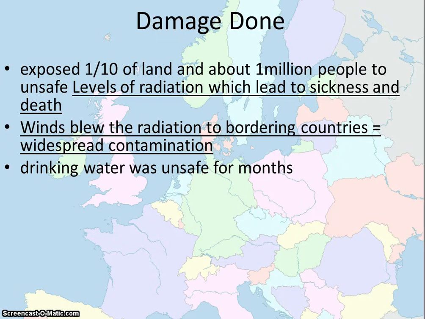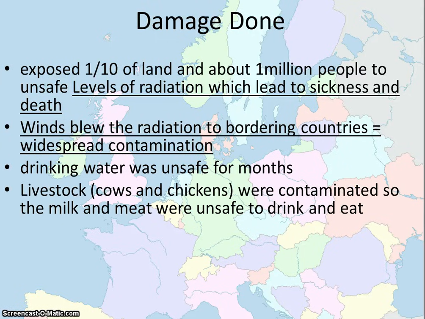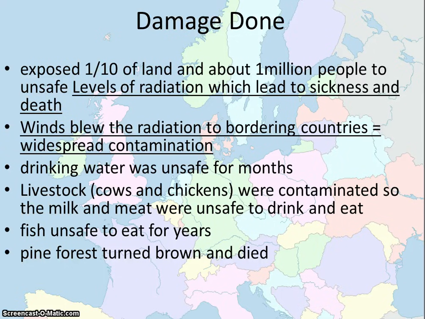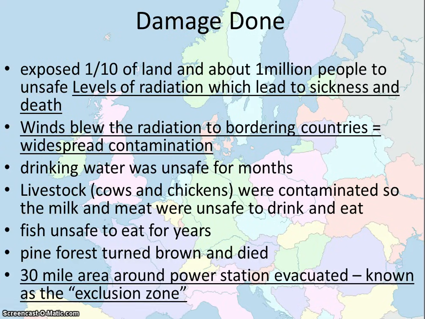The water became unsafe, as did livestock, chicken and cows, which basically affected milk supplies. Fish became contaminated, so you couldn't eat the fish. Obviously, you couldn't drink the water. Pine forest turned brown and died, and the area around the nuclear power station was evacuated, but the exclusion zone was a 30-mile circumference around.